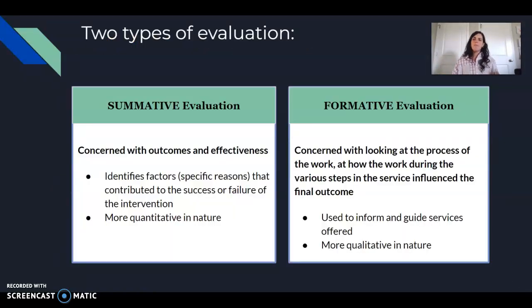So there's two different types of evaluations. You have a summative evaluation and you have a formative evaluation. So some of you, I think, may have taken research, very few of you, but if you haven't, you'll be taking research with me next semester.